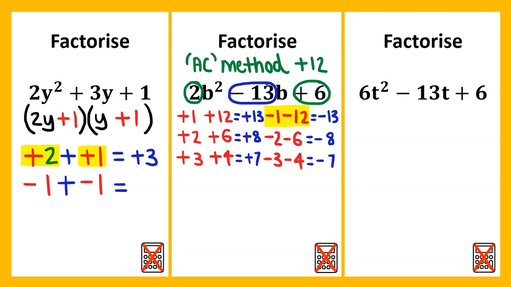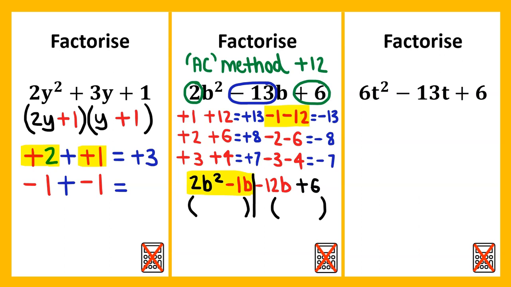Instead of these numbers being the ones that go inside the bracket, what we can do is rewrite the original quadratic, but we split the term negative 13b into negative 1b and negative 12b. It doesn't matter which one of these you put first or second, but you split it in half and you factorize each side into single brackets. So on the left hand side, the highest common factor between both terms just leaves me with b outside, and inside the bracket would be 2b take away 1.